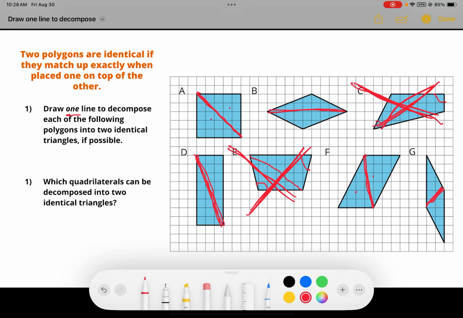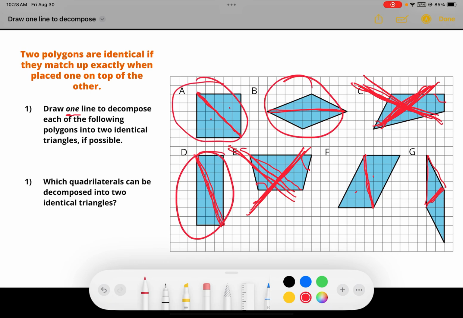Okay, so if I trace this and move it over, then I can make two identical triangles. So notice these two shapes are not parallelograms. They don't have the opposite sides the same, but I could see two identical triangles make up a parallelogram. So that is great to know.